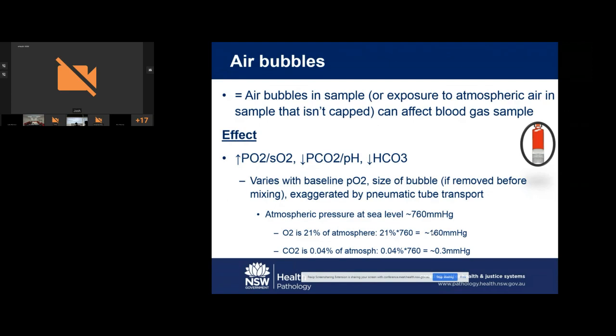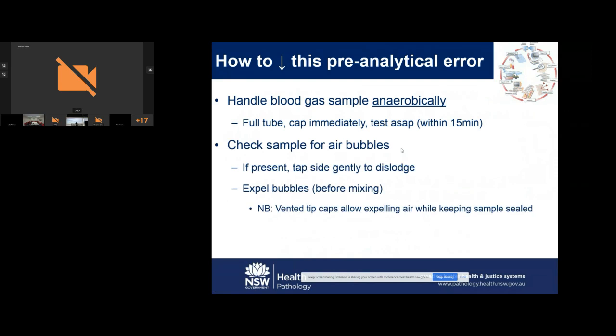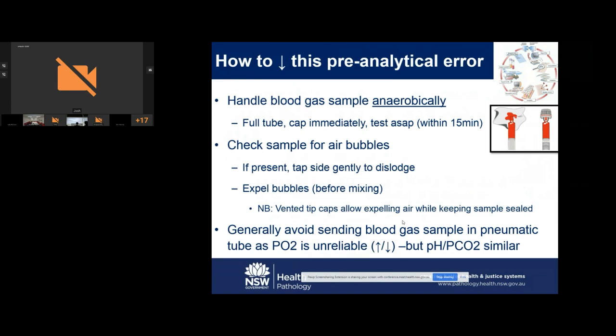So how do we prevent that? So we try and handle our blood gas samples anaerobically, so full tube, so don't have a gap at the end of your syringe, cap it immediately, test it promptly within 15 minutes. You should check the sample for air bubbles. If present, tap to dislodge and then expel them before mixing. And vented tip caps allow expelling air while keeping the sample sealed. And generally, we try and avoid sending blood gas samples in the pneumatic tube as the oxygen is unreliable.